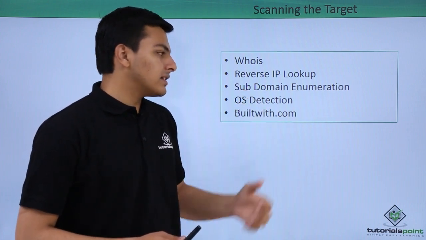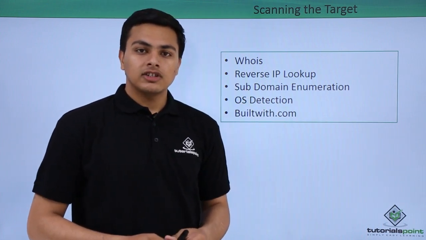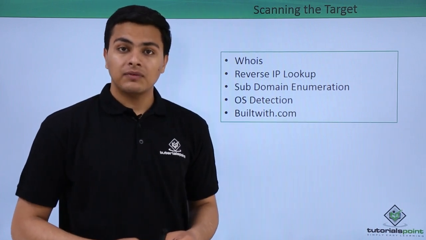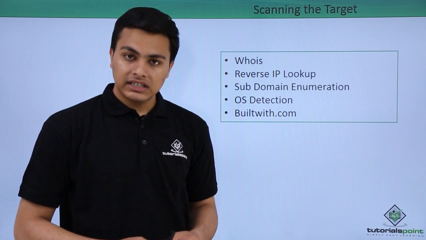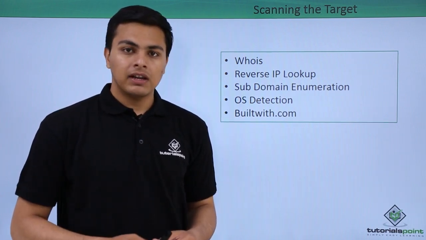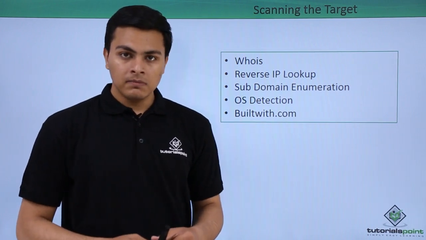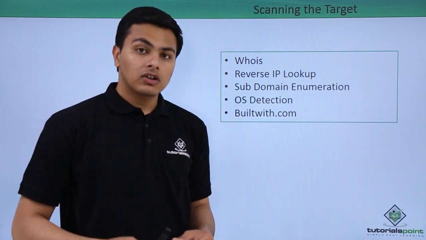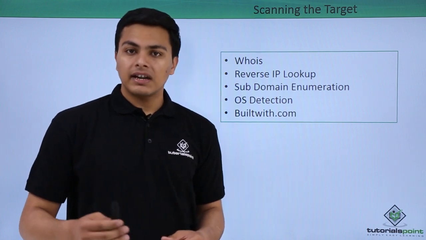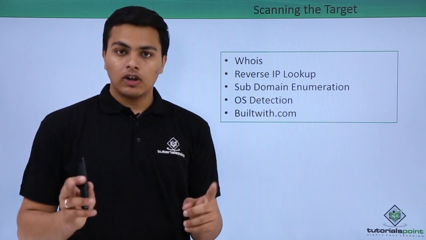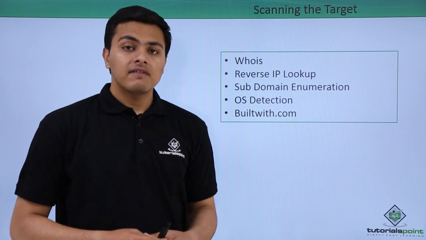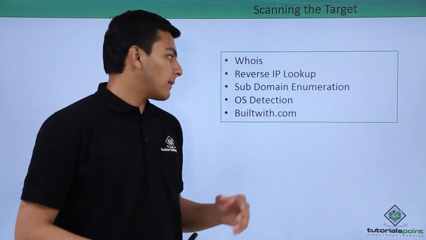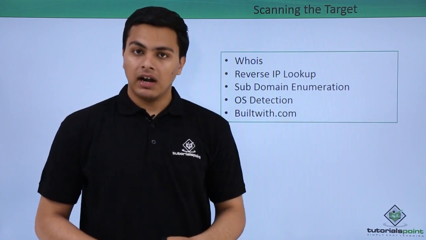Then the third step is subdomain enumeration. What is subdomain enumeration? It's a process of finding the different subdomains of our target. For example, our target is google.com and we want to know what subdomains are associated with google.com, because sometimes there are vulnerabilities which are not present in the parent domain, but might actually be present in subdomains. That's why subdomain enumeration is one of the important parts.